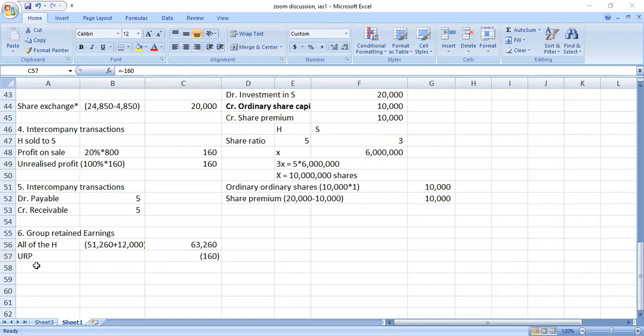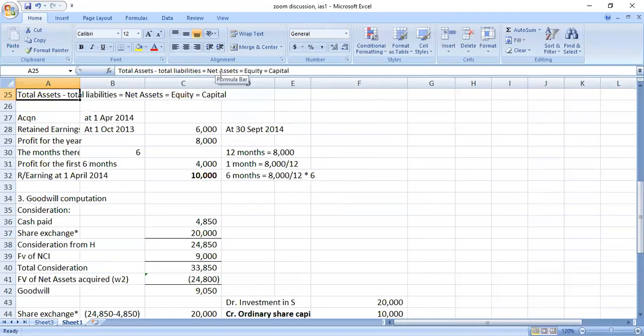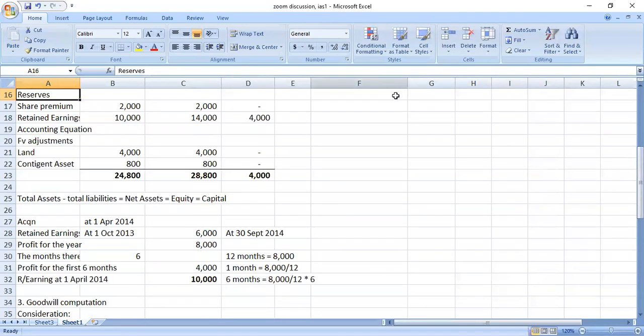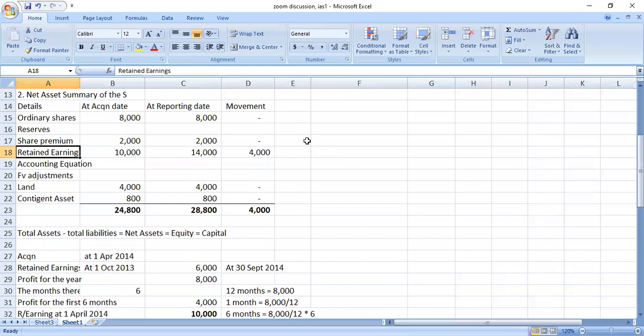Now, the next thing is you bring the share of the subsidiary, in this case, post-acquisition profits. Where do you get that from? This one is from working number 2, the summary table number 2. You're interested only in the profit, so only the retained earnings. If there's any movement elsewhere, don't assume that it goes to group retained earnings. The movement in this case was only on retained earnings, so you bring the entire 4,000.